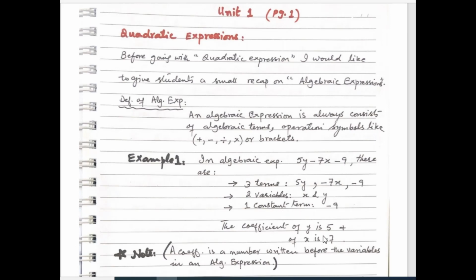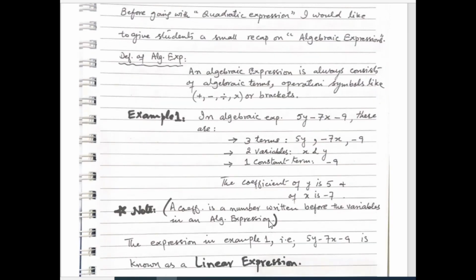The coefficient of y is 5 and the coefficient of x is minus 7. Intentionally, I have written y first and x later because some students think that we should go in order. No, there is no compulsion. We are not bound to write variables in order. We can write y first and x later. There are two variables and their coefficients. What are coefficients? I have written the definition of the coefficients in the lesson.